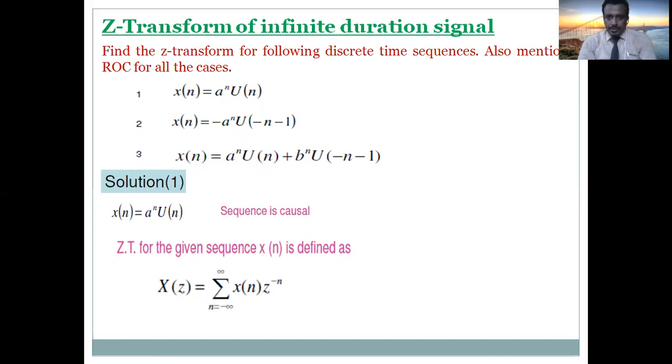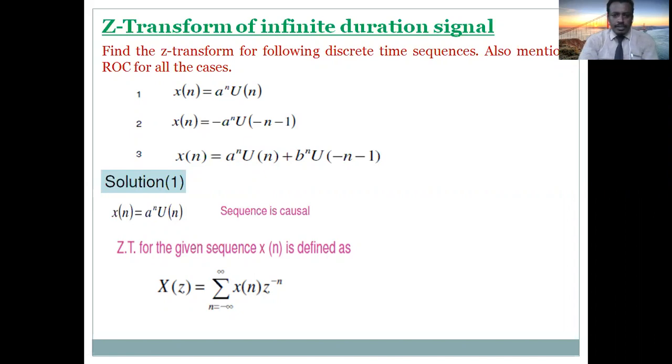Previously, we have seen how to find the transform for finite duration signals. The last class. This class, we are going to see how to determine the transform of infinite duration signal. We'll see examples. So let's start from the first example.